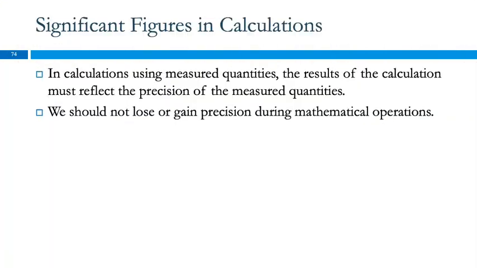So when we do calculations, the result of the calculation should reflect the precision of the measurements that went into that calculation. You can't gain or lose precision just by doing math on a number. You can't estimate that something's a foot long and divide that into thirds and say, well, this piece is 0.33333333333 feet, right? You don't know that. So we're not going to gain or lose precision.